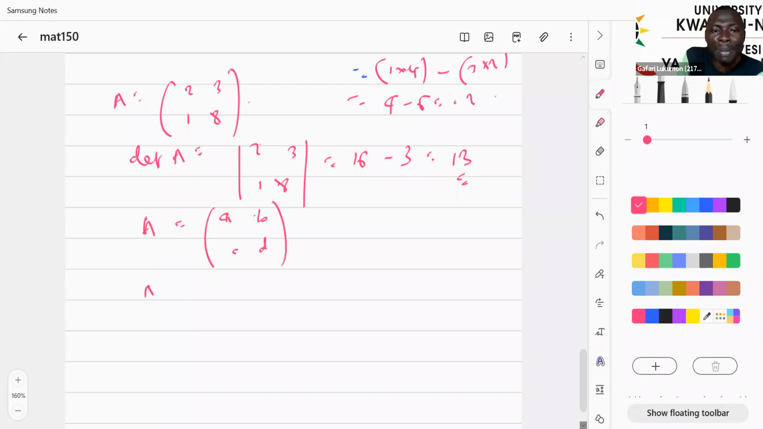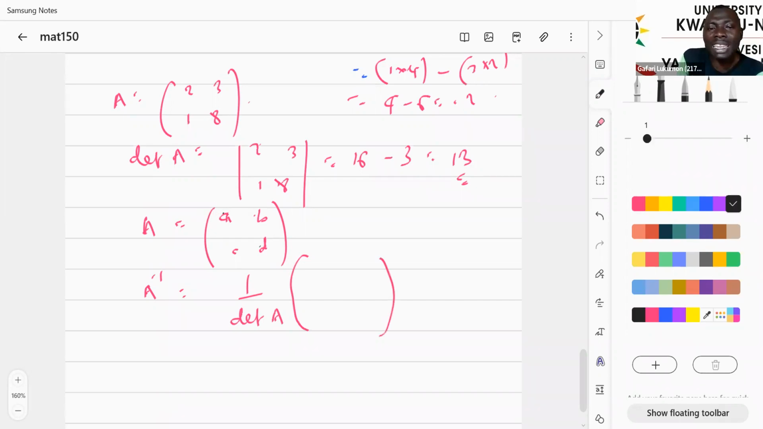So the inverse of A will now be 1 divided by determinant of A. You understand now? Then you are going to have a matrix. Inside that matrix, you are now going to interchange the elements along the leading diagonal. We had A, D before, then it will turn to D, A. Then you now multiply the elements along the second diagonal by -1. This will now be minus B, minus C. This is what I'm trying to say.